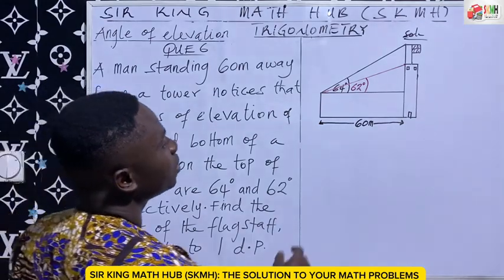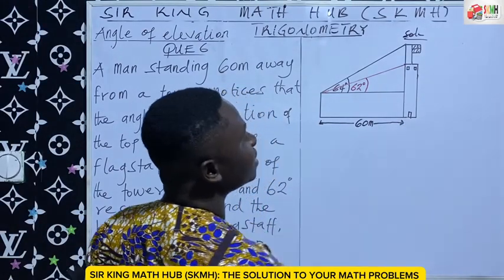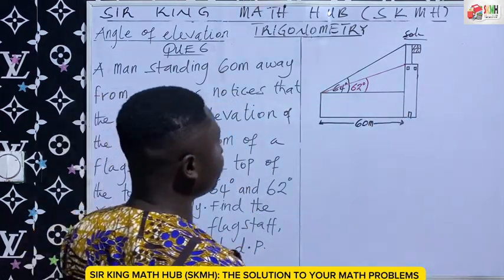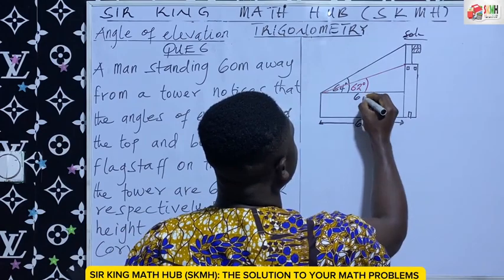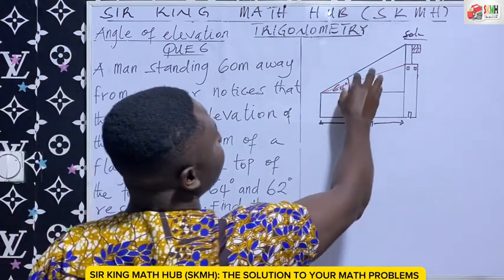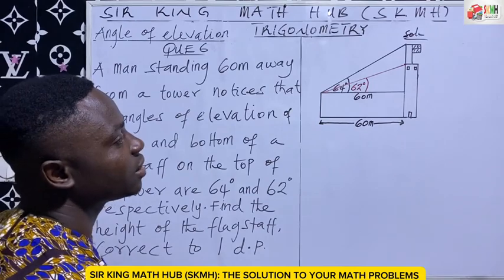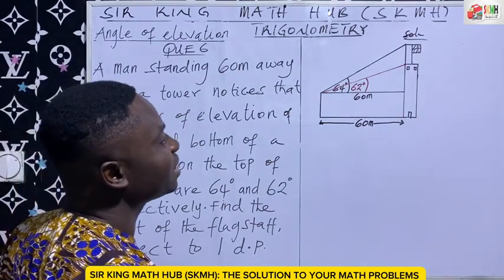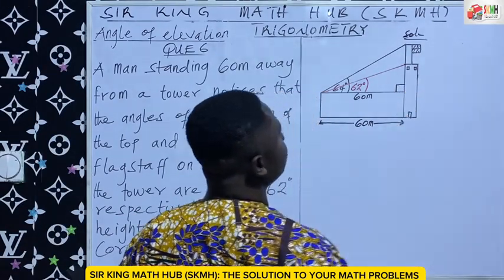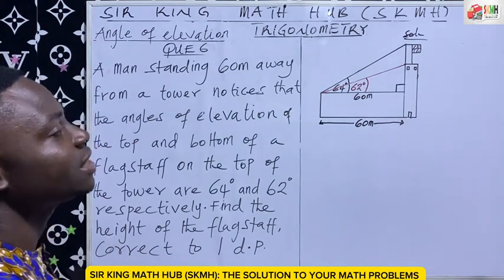Now, if the distance between the man and the tower measures 60 meters, what is the distance from this point to this point? Obviously that portion must also measure 60 meters. And again, you can see that we are getting a right angle triangle. We know that a right angle triangle has one of its interior angles measuring 90 degrees. So this side here must measure 90 degrees.